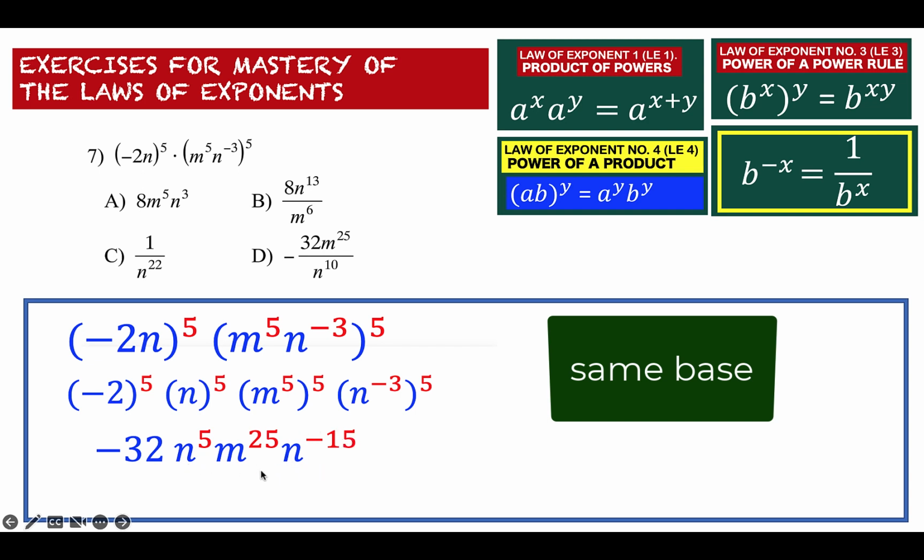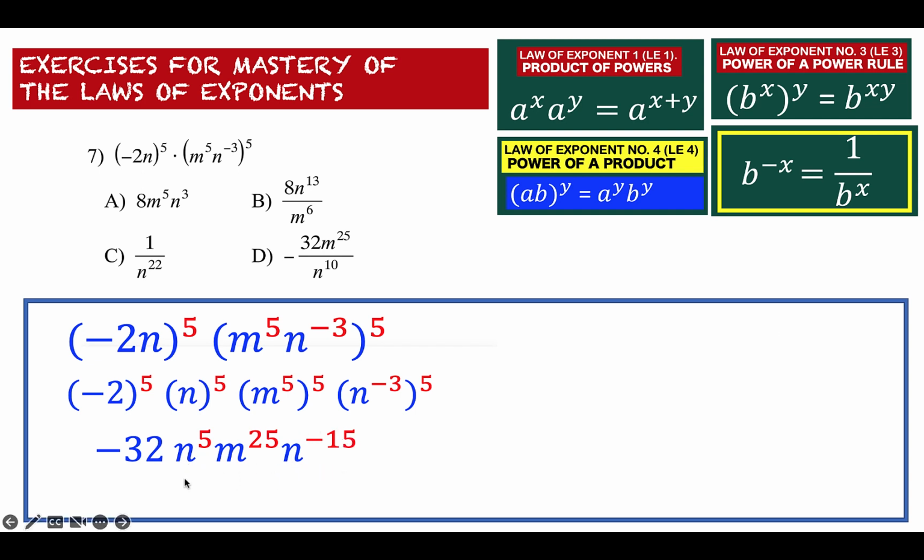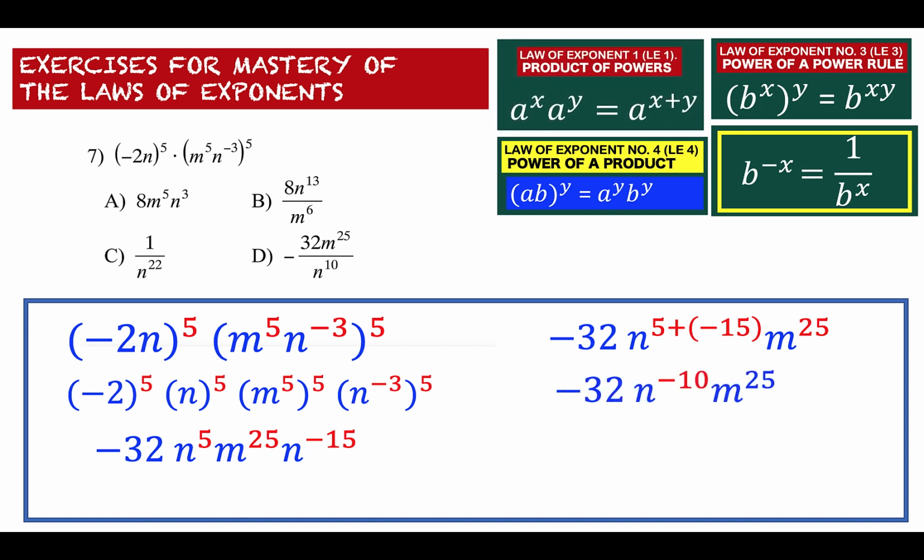We have a common base, and the operation is multiplication. So we will use law of exponent number 1. So, copy negative 32, then copy the common base n, add the exponents 5 plus negative 15, then copy m to the 25th. And that is applying law of exponent number 1, then simplifying. This is the result because 5 plus negative 15 is negative 10.